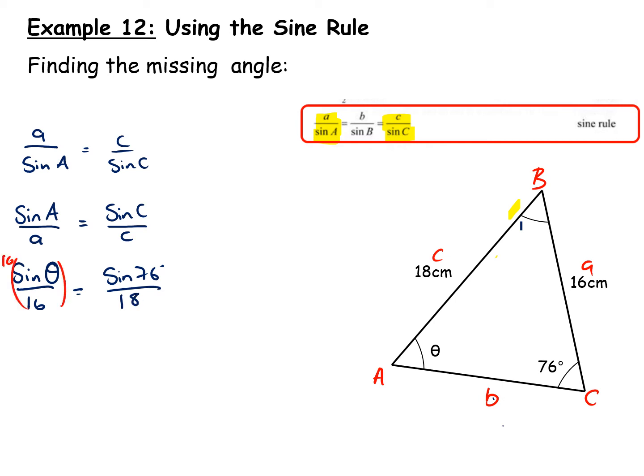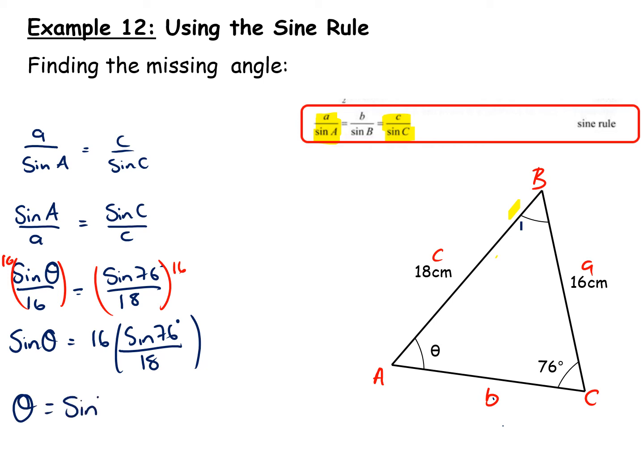Get rid of the fraction on the left by multiplying both sides by 16, and we get sine of theta is equal to 16 sine of 76 degrees divided by 18. I want to keep this as accurate as possible, so we're going to go straight to sine inverse from here. So sine inverse of 16 sine 76 over 18, and that can go straight into your calculator. And that gives us 30.21 degrees.